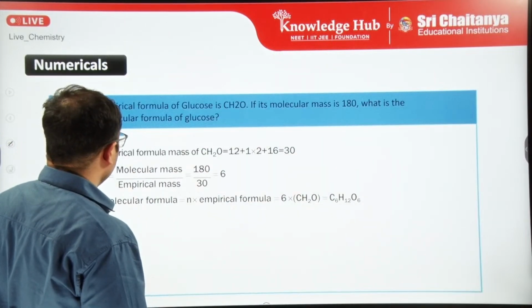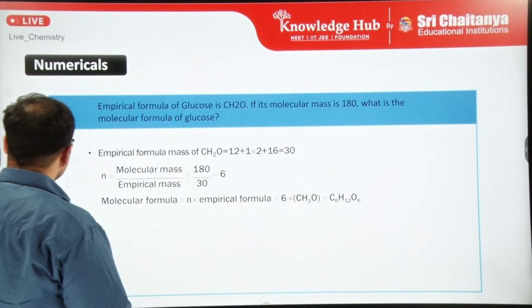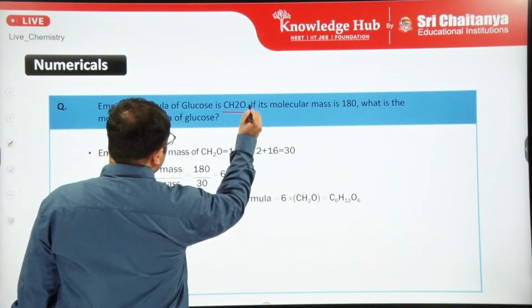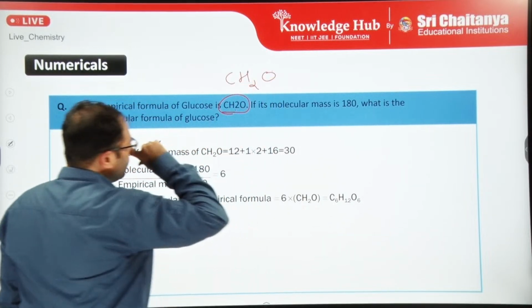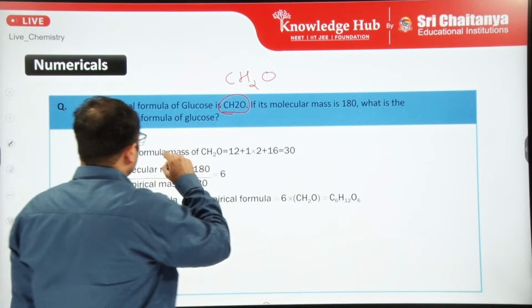Okay, so this is one more question. I think I've written the solution also. The empirical formula of glucose is CH2O. If its molecular mass is 80, what is the molecular formula of glucose?